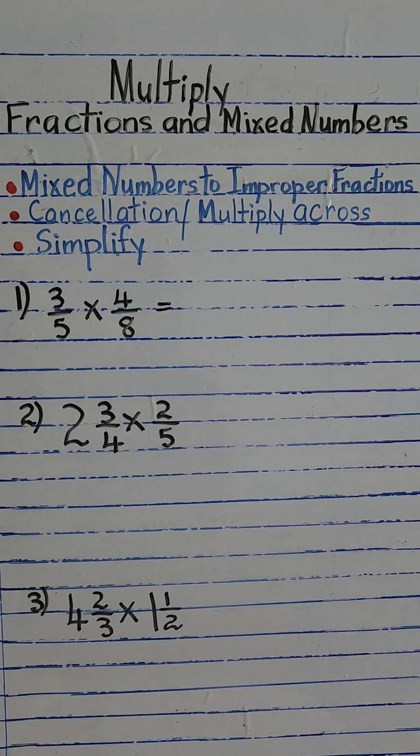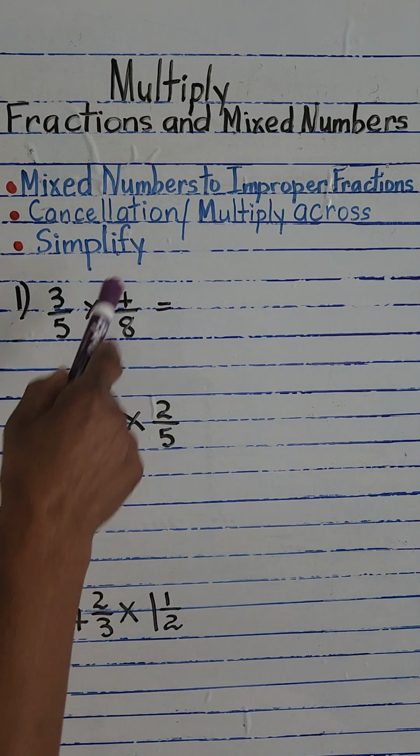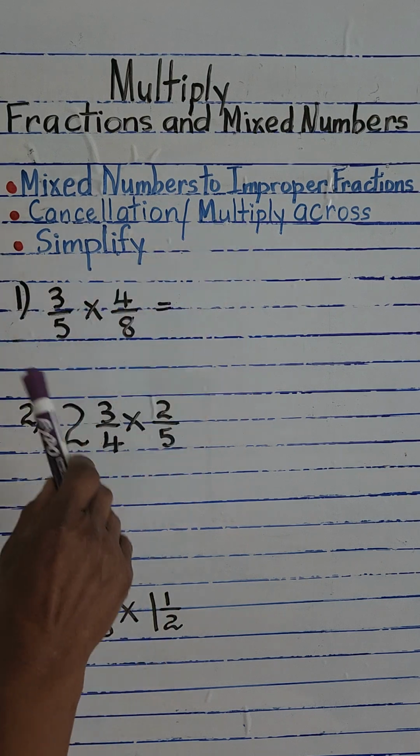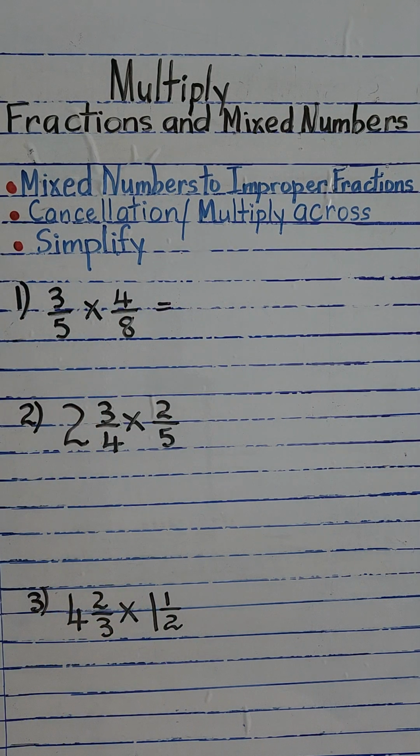Welcome to another video. Today we will be looking at multiplying fractions and mixed numbers following three simple steps. First, we're going to change the mixed numbers to improper fractions, and then we're going to cancel and/or multiply across, and then we simplify if needed.